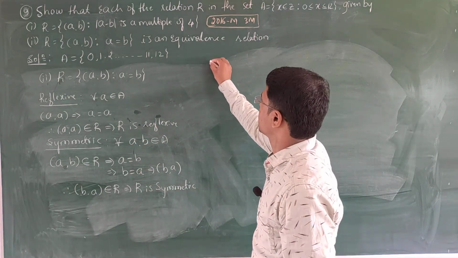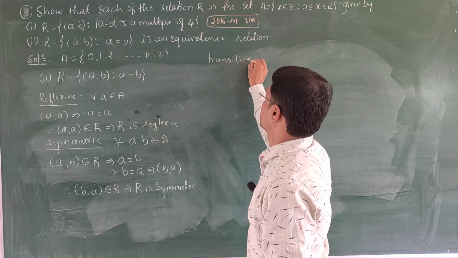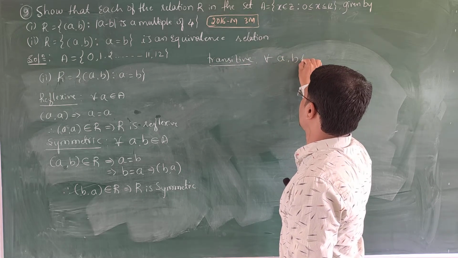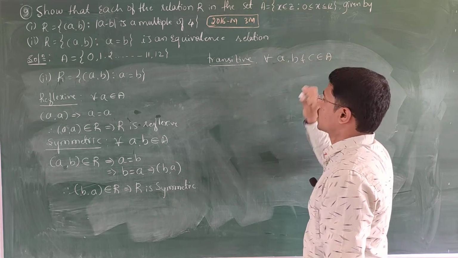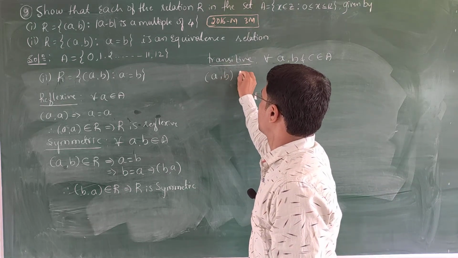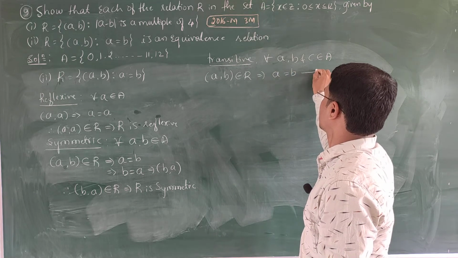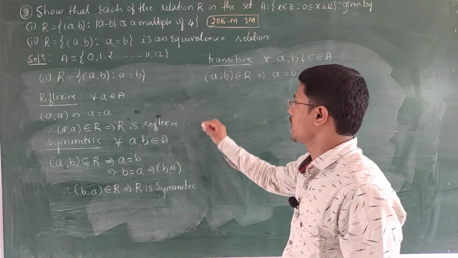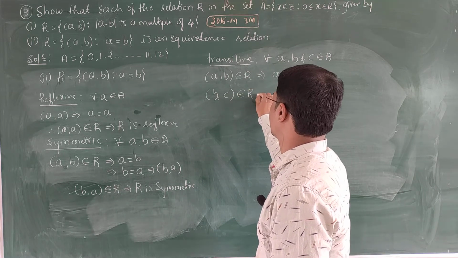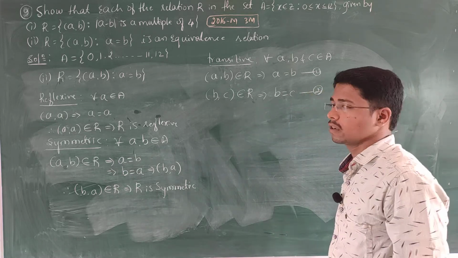Okay. Next is transitive. For all a, b, and c belonging to the set A, (a, b) belongs to R. This implies a is equal to b. Call this equation 1. Next, (b, c) belongs to R. This implies b is equal to c. Call this equation 2.